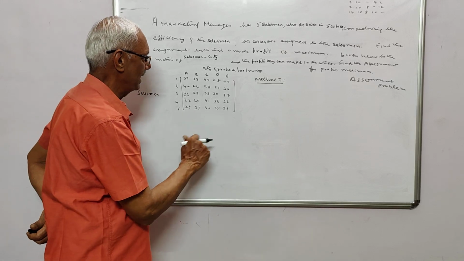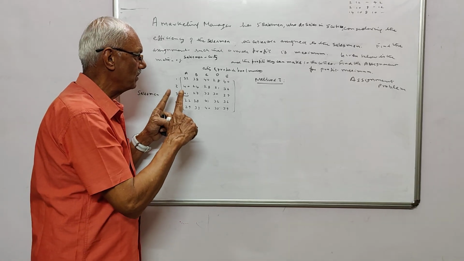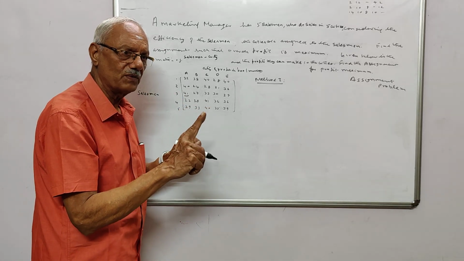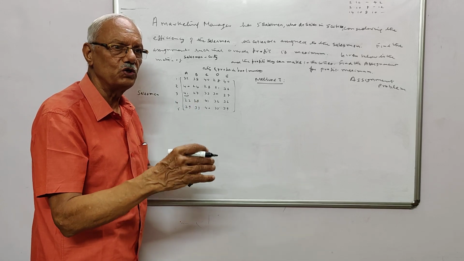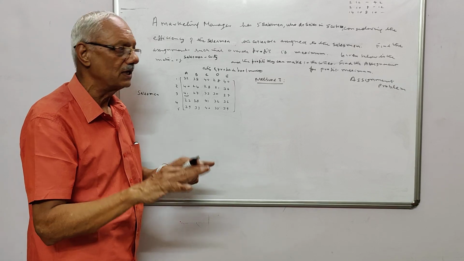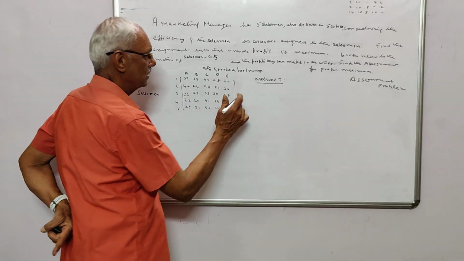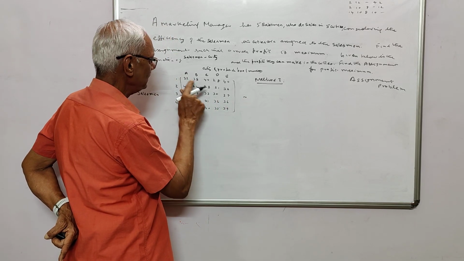So as I told you, if you subtract a constant from every element in a row or column, the optimal solution will not get altered at all. I have taught you that. Now let me start doing this. So your 41 is this, so this can be equal to this one.